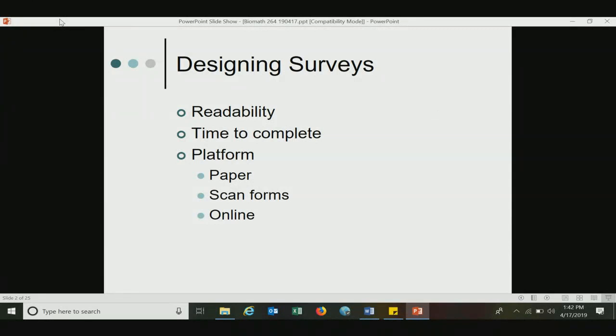And then you want to consider the platform in which you're administering the survey. So paper forms are designed differently than scan forms, designed differently than online forms. Paper forms, you have to be very explicit about what your skip patterns are, so you may want to use arrows. It's hard to direct people across the pages, so it's hard to say go from question 5 to question 23. That's very difficult for people to do.